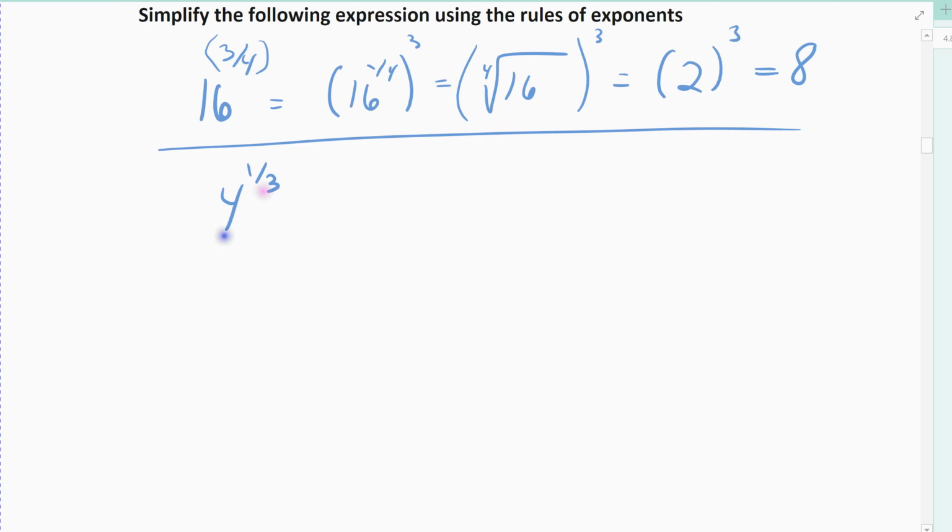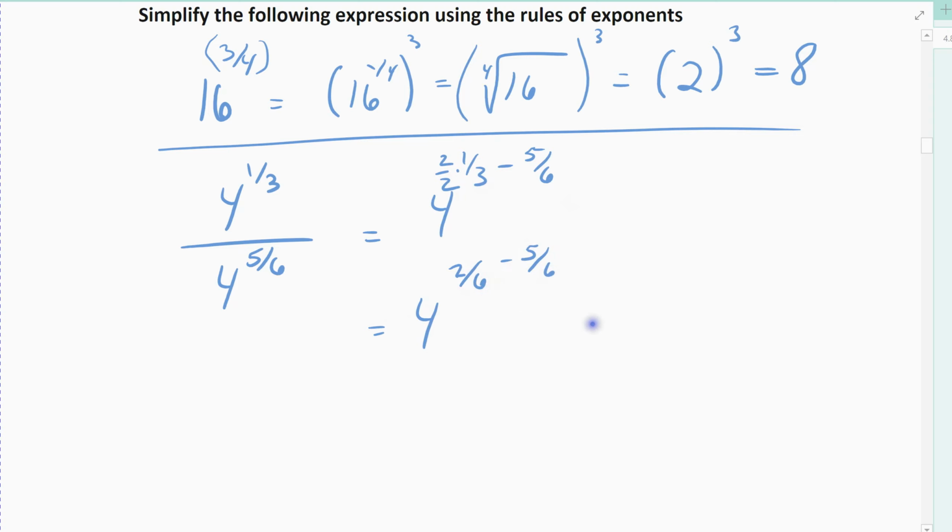All right, another example. 4 raised to the 1/3 divided by 4 raised to the 5/6. So remember, when we have division with the same base, and 4 is the same base, it's 4 raised to the 1/3 minus 5/6. If I was solving this by hand, you can use your calculator, but if I was solving that by hand, I have to make that a 6. So I've got to multiply by 2 over 2 to get to the 6. So this is 4 raised to the 2/6 minus 5/6.